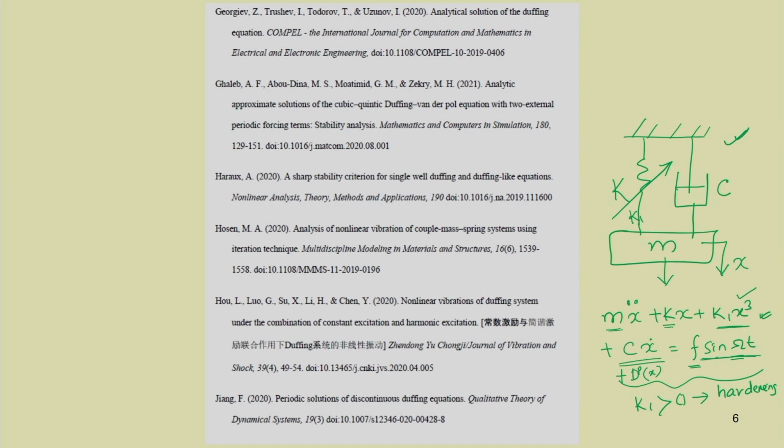So, already you are familiar that when k1, c and f are 0, the system is that of a linear undamped system. In a linear undamped system, the response is only sinusoidal, with a frequency of omega n. So, if you plot x versus t, this will be sinusoidal with frequency omega n, where omega n equals root over k by m.